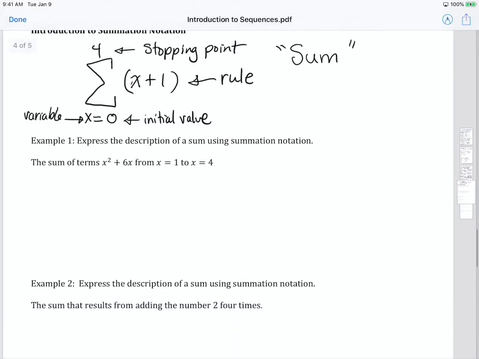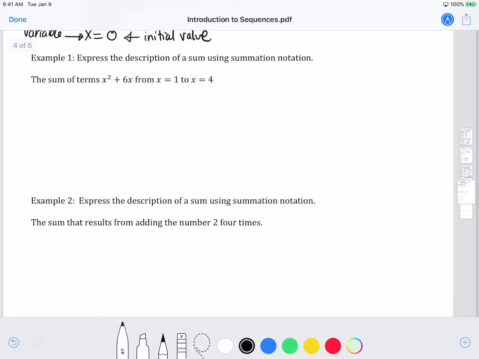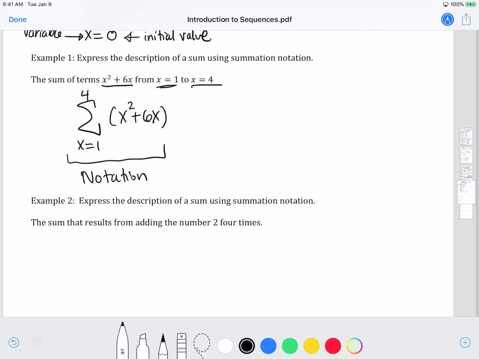So in this first example, it says we're going to express the description of a sum using summation notation, but I'm also going to show you how to add this up. So we want to start, this is our starting point, our initial value. We're going to start at x equals 1, and we're going to stop at x equals 4. And the rule that we're going to use is x squared plus 6x. This is the summation notation for the description given to us in this problem. But now, in addition to just writing the notation, I'm going to show you how you can actually find the value of this.